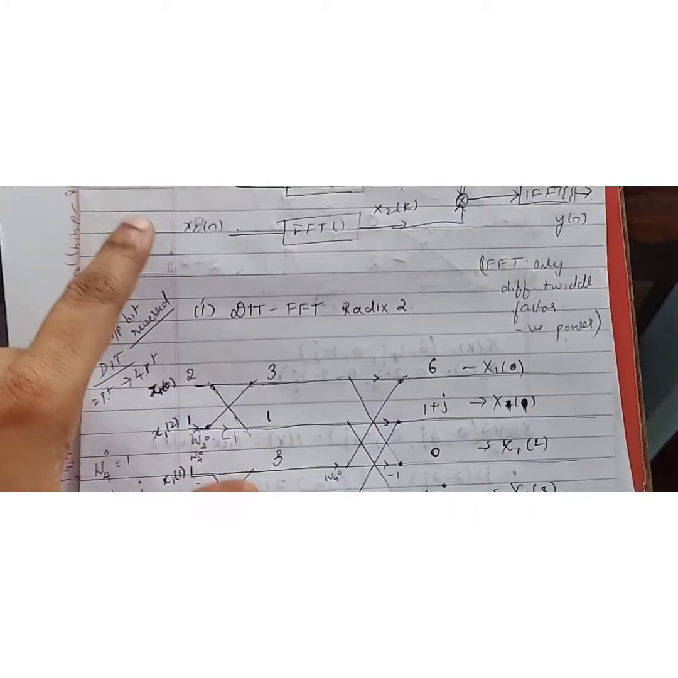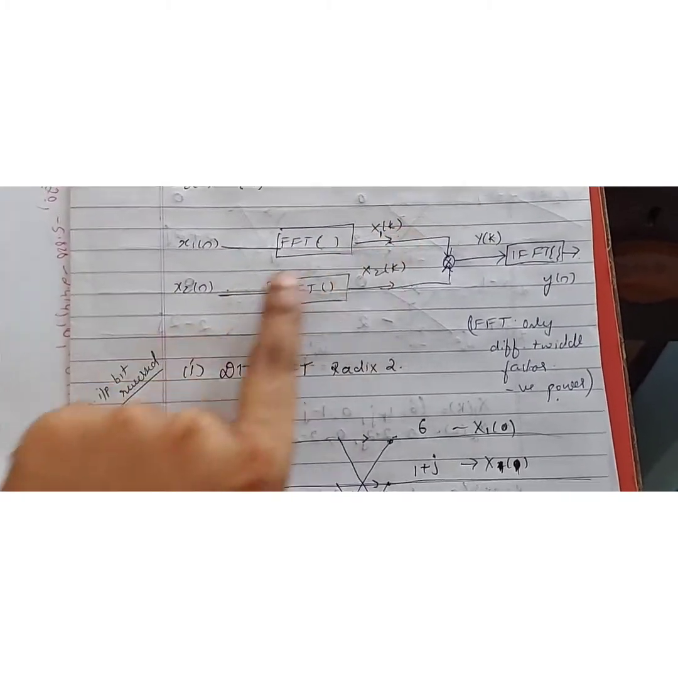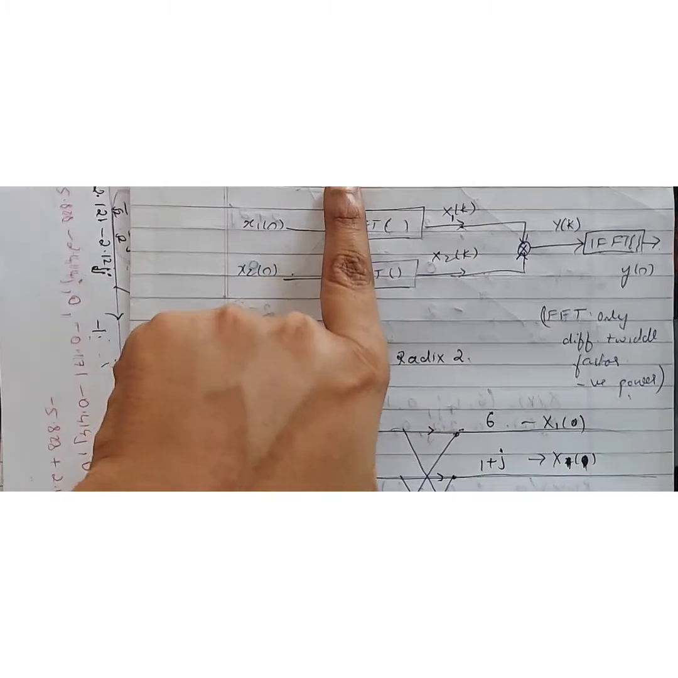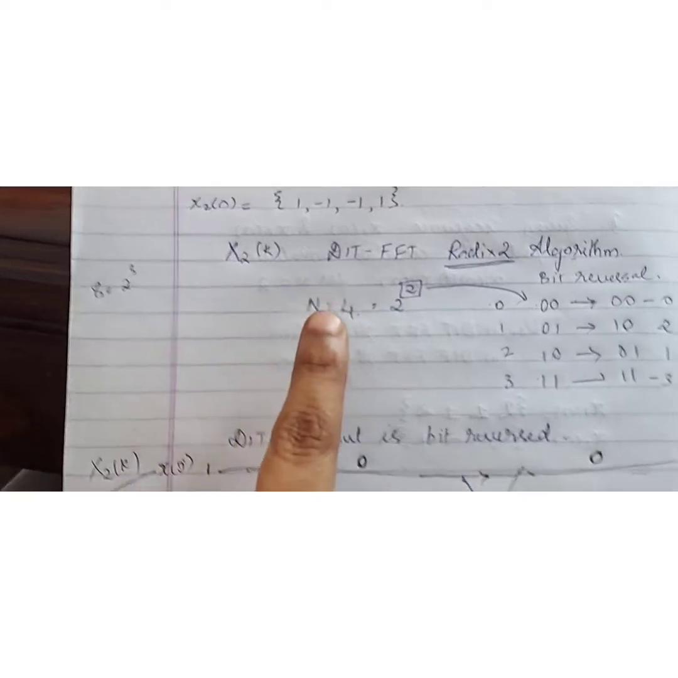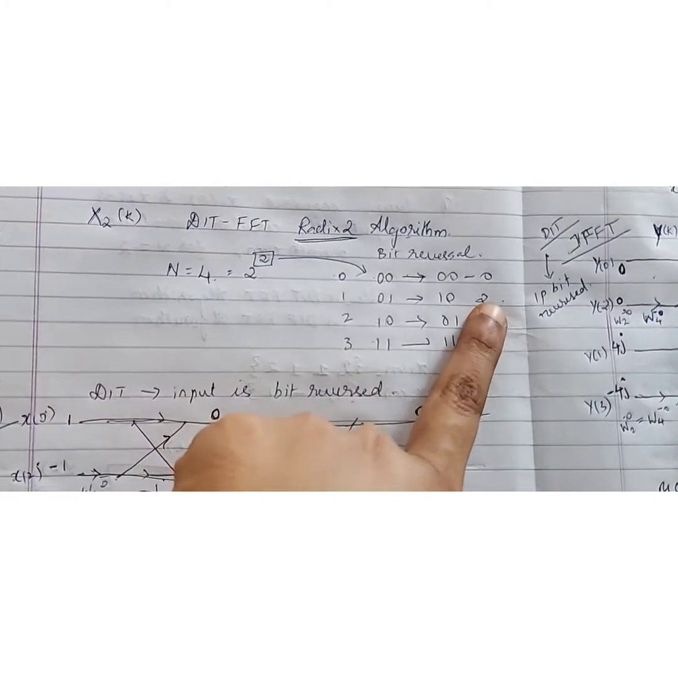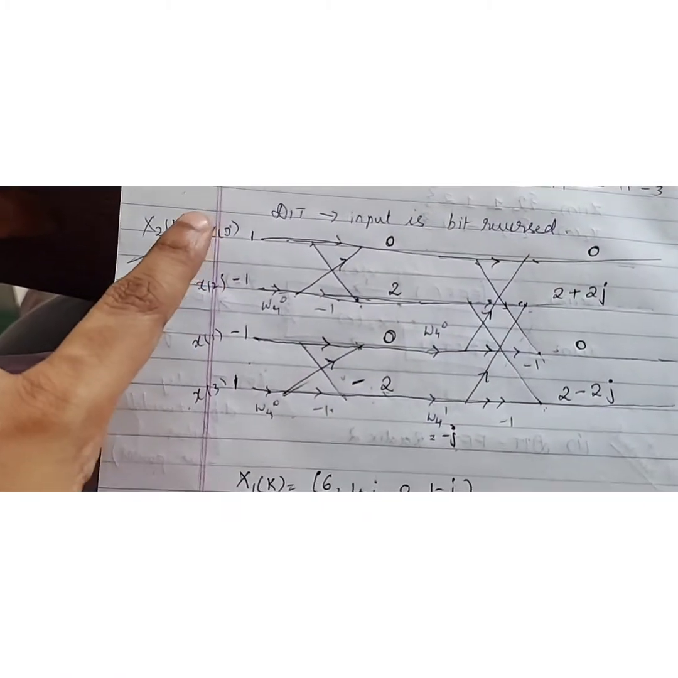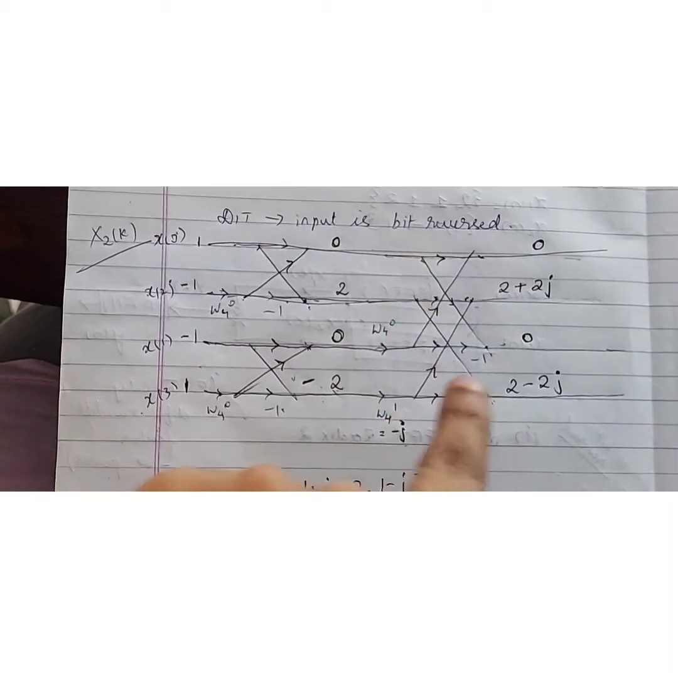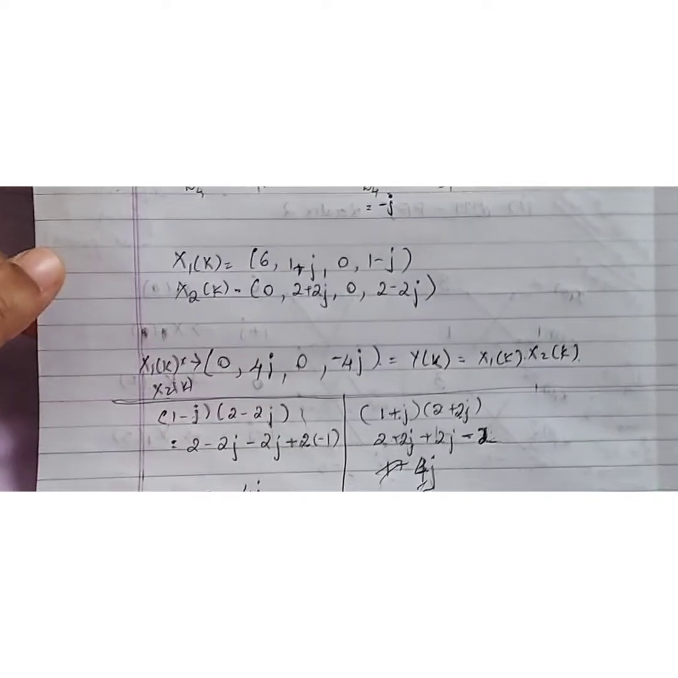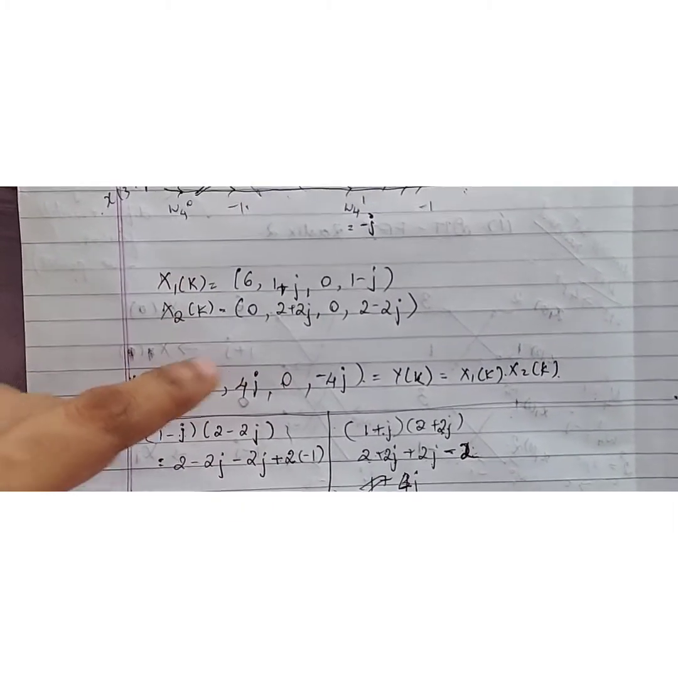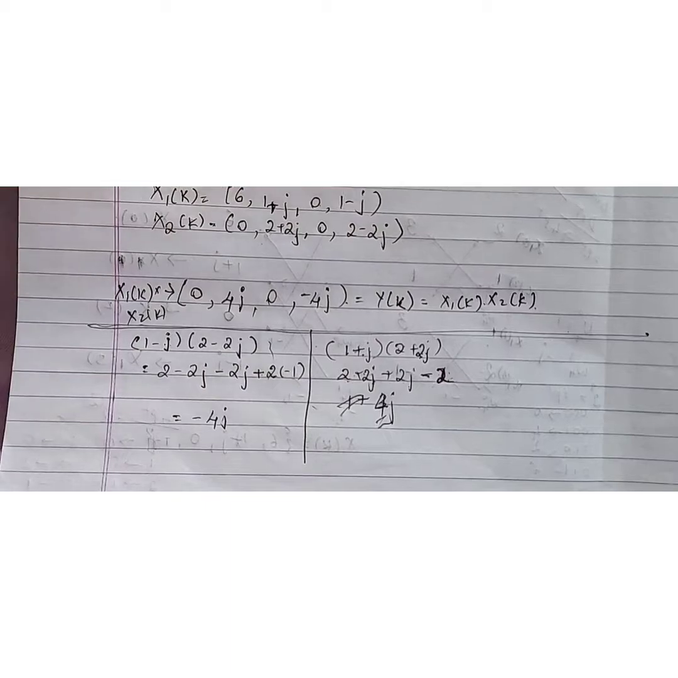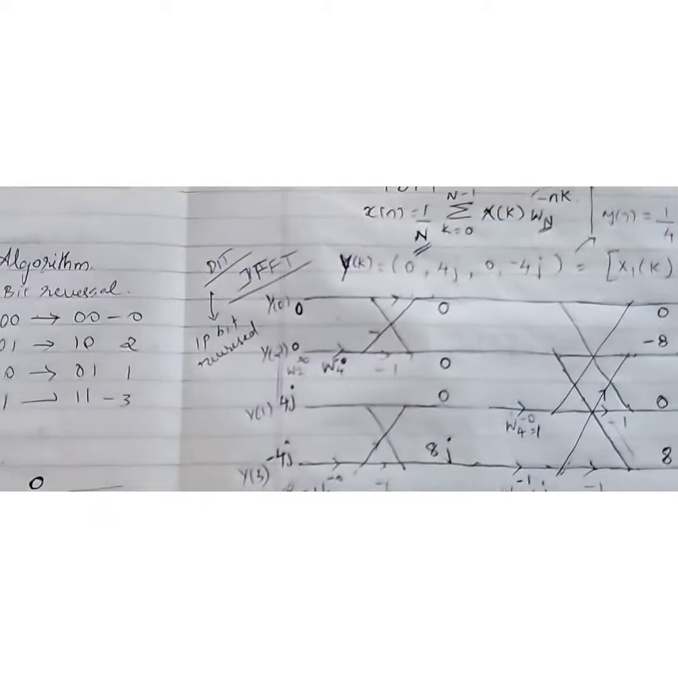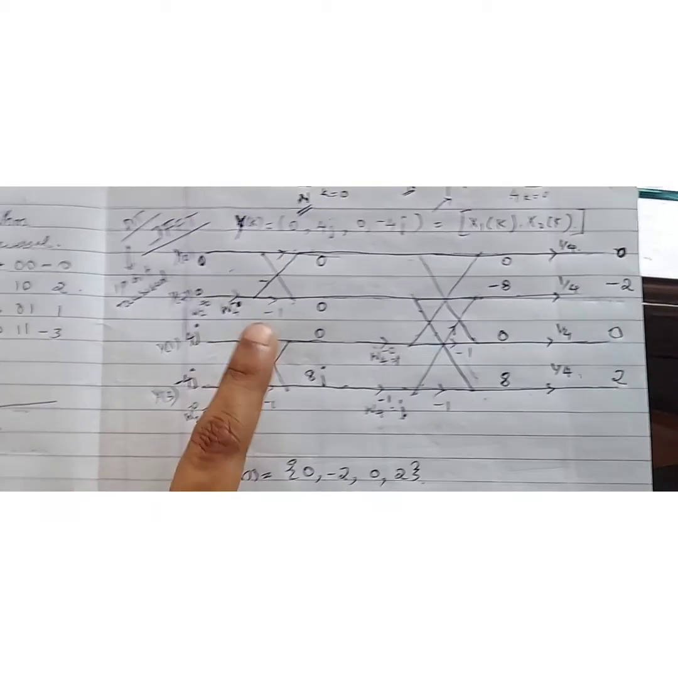So this was x1 of n, we found x1 of k. Similarly, for x2 of n, we found x2 of k for the second sequence. For x2 of n, we again used the radix 2 algorithm. Input the sequence 0, 2, 1, 3, feed it, do the calculation, get it, multiply x1 and x2, you get y of k. Okay, this is your y of k, and then perform IDFT also using the same thing.